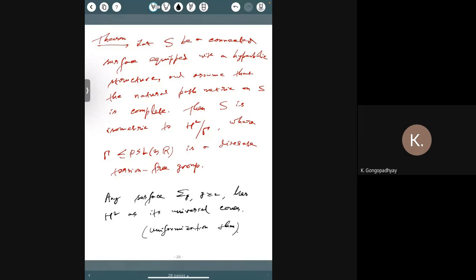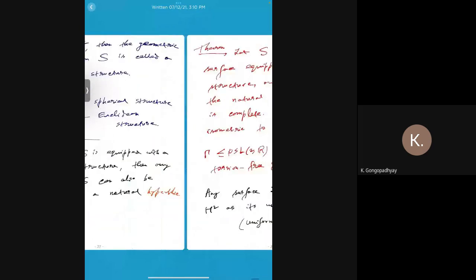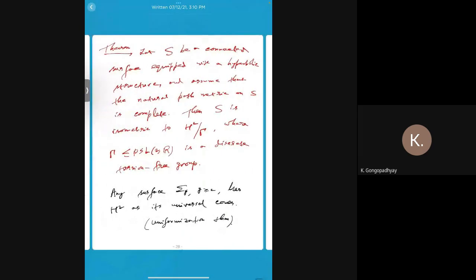So the punchline is the following. Since I am running out of time, I want to finish it quickly because I want to define what is the Teichmuller space. So let me just write down the punchline, maybe another theorem. Let X be a surface with a complete hyperbolic structure.